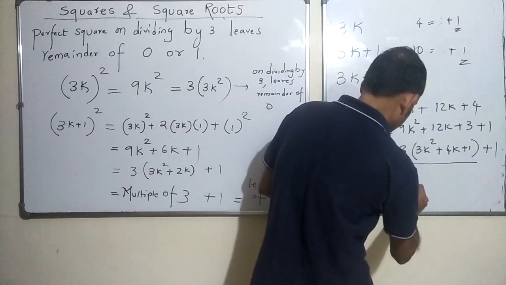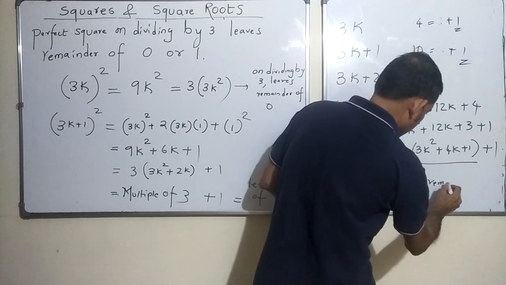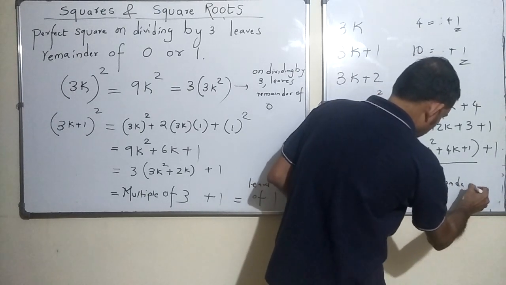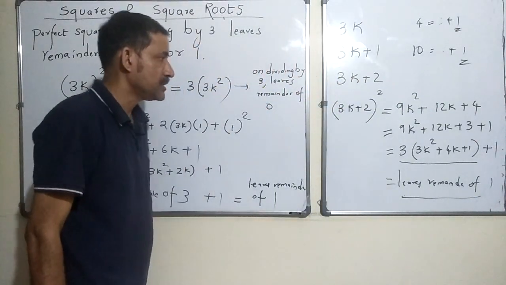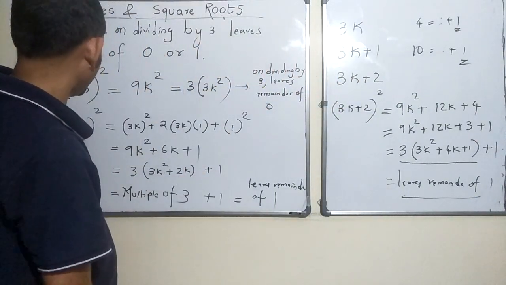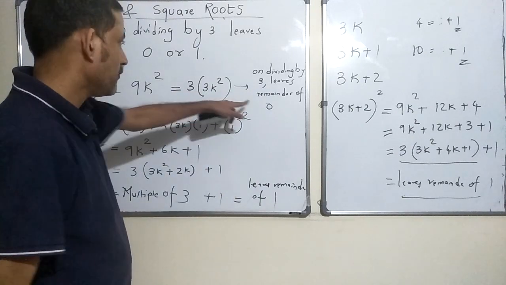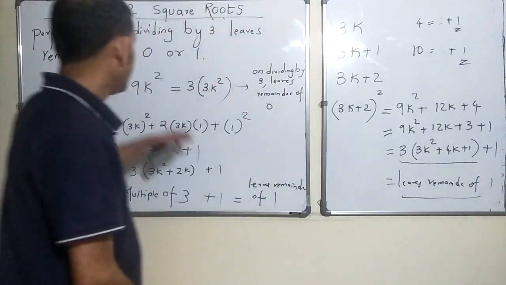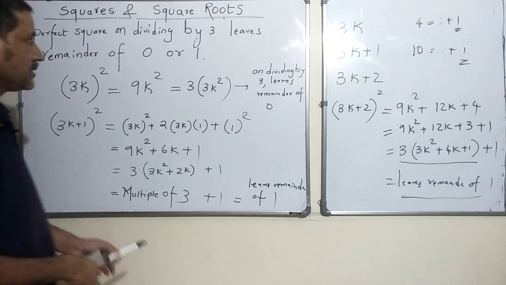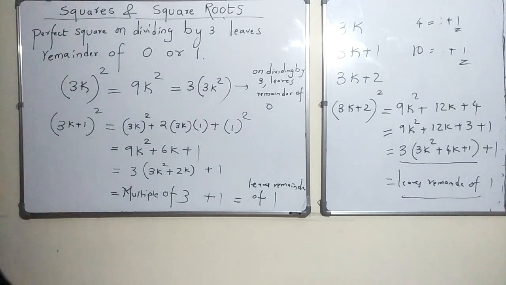So it leaves a remainder of 1 on dividing by 3. So hence we proved that in all the 3 possible cases we saw, in one case it leaves a remainder of 0 and in the other 2 cases a remainder of 1. So this is correct. So just ponder it over, students.